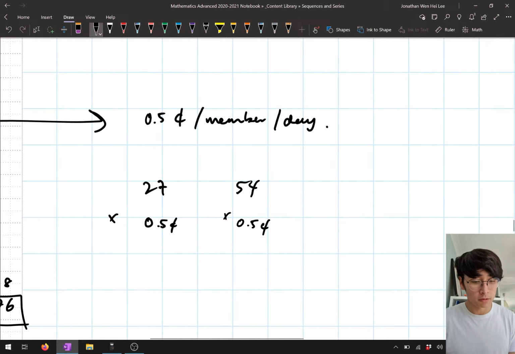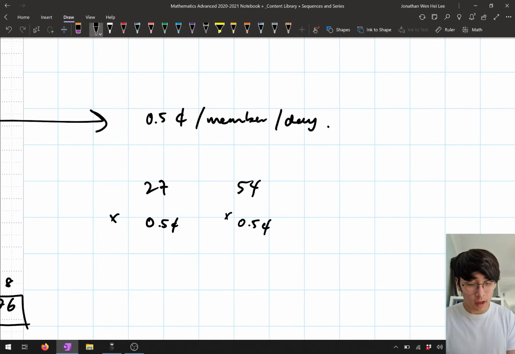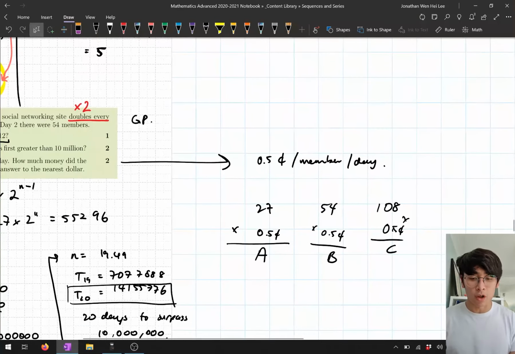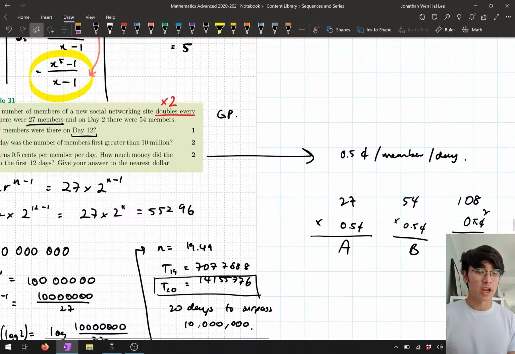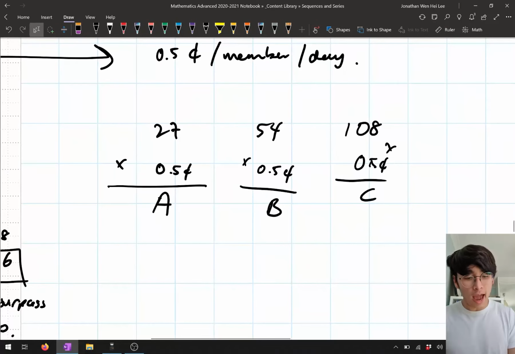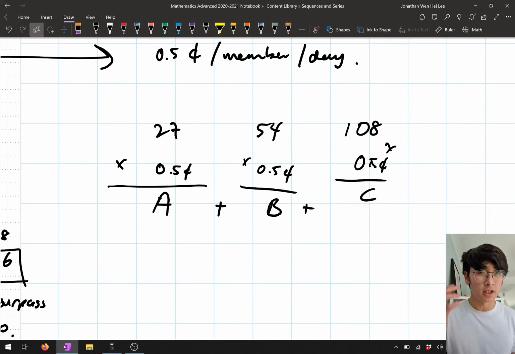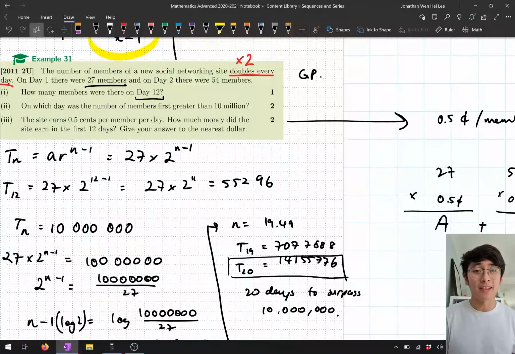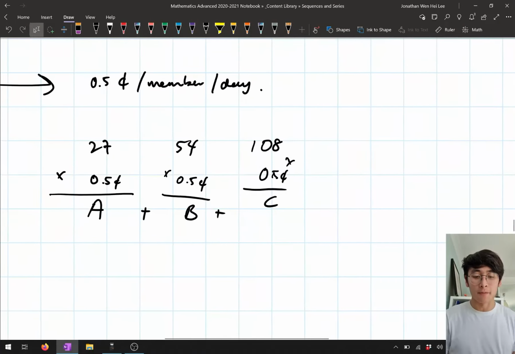Then on the third day, here we get a total amount. So this is A and B. On the third day, they double again, and then we multiply that by 0.5 cents and we get a third amount. So what do we need to do for this question? We want to figure out how much money they earned altogether. Well, what we want to do is actually add up all of these values together. So for this question, we want to find the sum of the first 12 days.